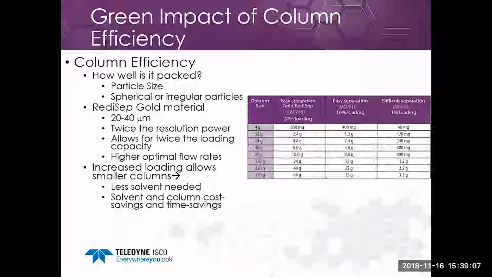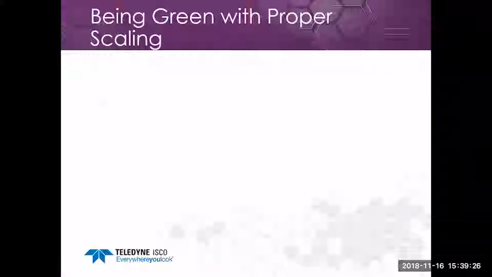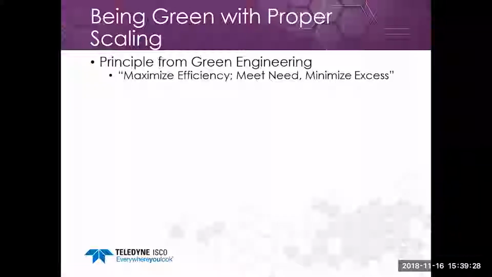Also, if you have a difficult separation, 1% loading is going to give you the maximum resolution. In that case, if we need maximum resolution, we're sacrificing loading capacity and a little bit of the greenness, but we're able to get the job done. So sometimes we can't make that choice because we have to maximize resolution to get our compounds pure, because that's the ultimate goal.